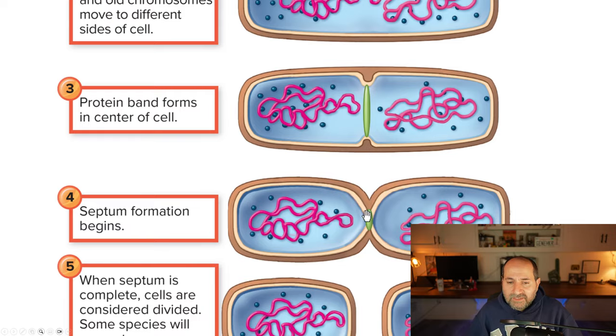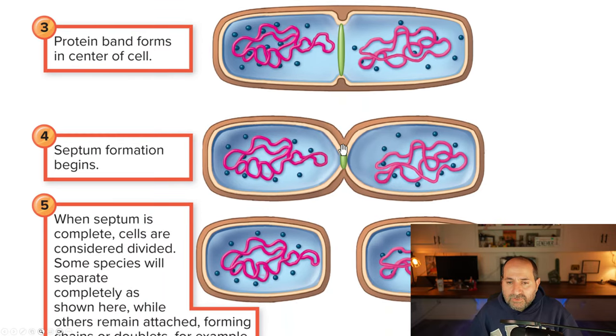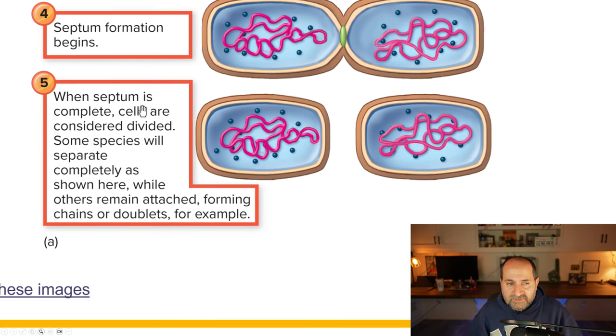And the cytokinesis occurs by a process known as septum formation, which is an inward growth of the cell wall of the bacterium. When the septum is complete, the two bacterium are separated from one another. However, sometimes they can remain attached, and this is how staphylo arrangements can form, or strepto arrangements might form, or diplo arrangements might form if they don't fully separate.